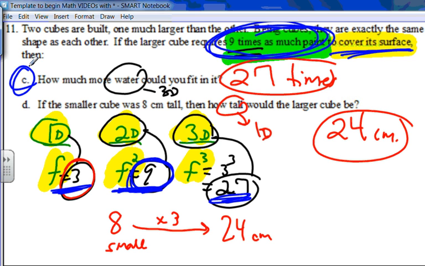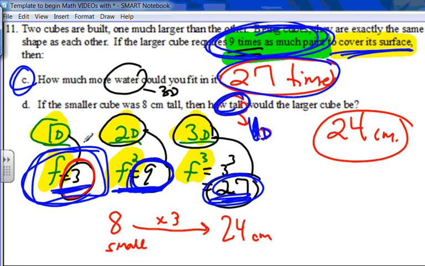C. How much more water could you fit in the large cube? Well, this is 3-dimensional space, so it's going to be 27 times as much water. In terms of tallness, that's a 1-dimensional quantity, so we have to use the 1-dimensional scale factor. The tall cube will be 3 times taller than the small cube. So if the small cube is 8, the large cube will be 24 centimeters.